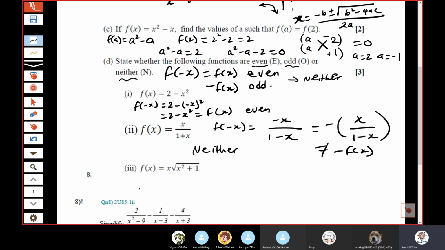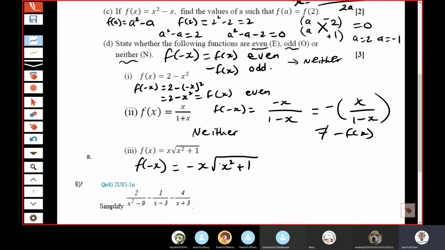Last one. How do we always start? Sub in negative x. That will look like this. And then obviously you can tell that is not the original. But if I put a bracket here, is that the negative of the original? The original meaning this is the original, right? Look at it. It's the same. So now it becomes negative f of x. Therefore it's odd.